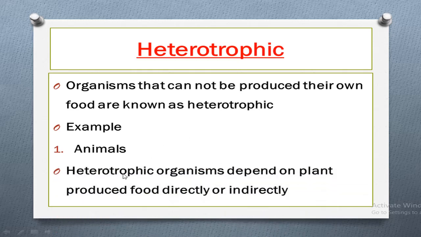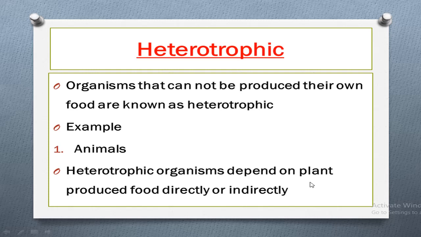Next one. Heterotrophic organisms depend on plant produced food directly or indirectly. Heterotrophic organisms cannot produce their own food, so they take food from plant produced food. Some animals directly depend on plant produced food, while some animals indirectly depend on the plant produced food.